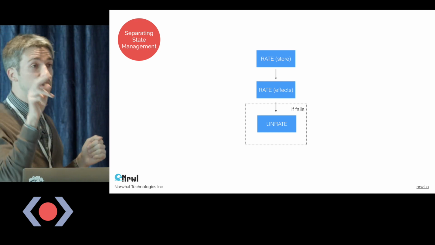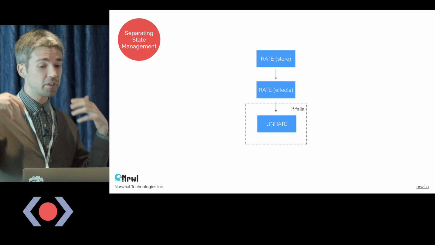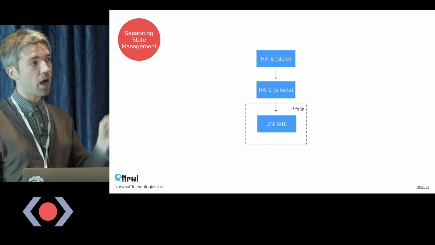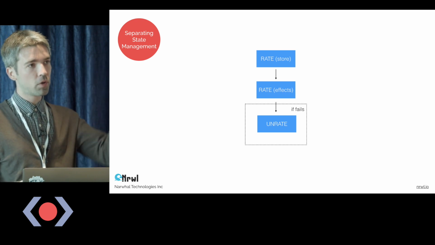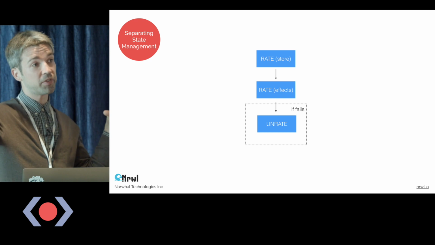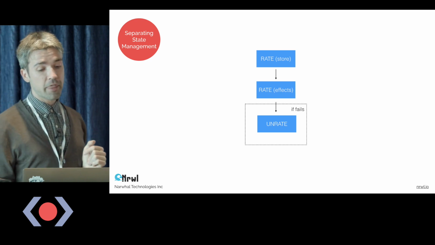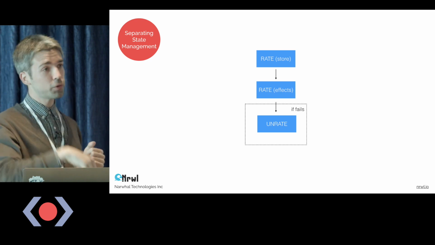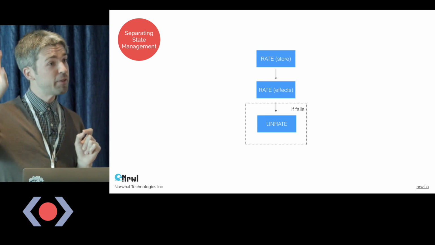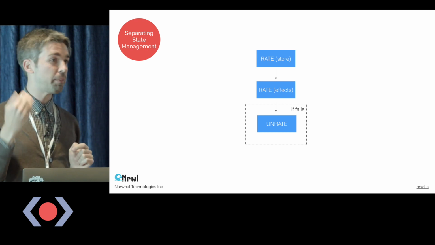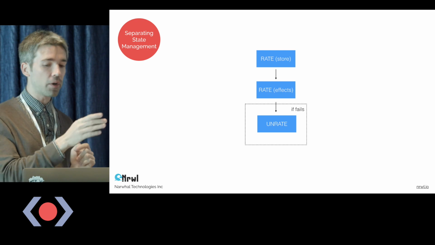So when the user clicks on the button, we are dispatching a rate action. Our reducer and our store are going to use that action to create a new copy of the state with the talk rated. Then our effects class is going to talk to the server to make sure it's rated over there. And if it fails, we're going to dispatch an unrate action and then do our state modification.